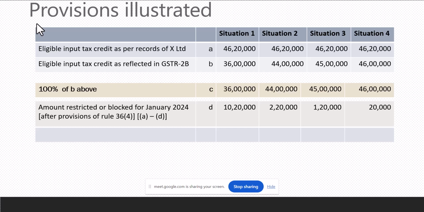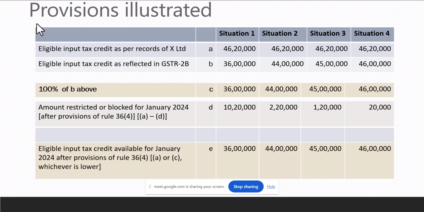So situation 2 में 2 lakh 20,000, situation 3 में 1 lakh 20,000, situation 4 में 20,000. Is this clear to everyone? Yes, sir. Is there any doubt? Yes, sir. Okay.